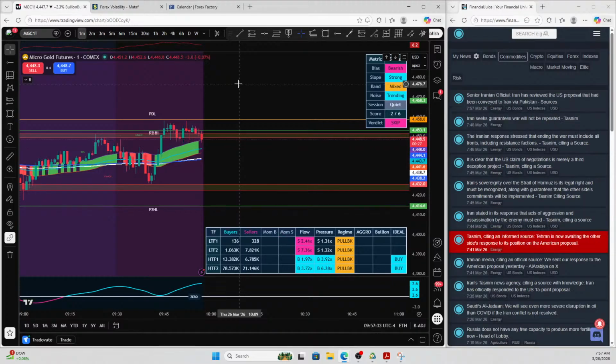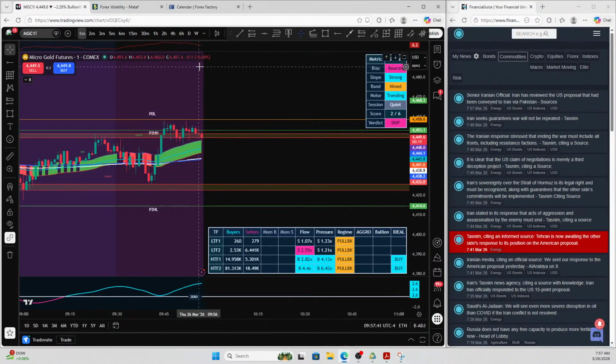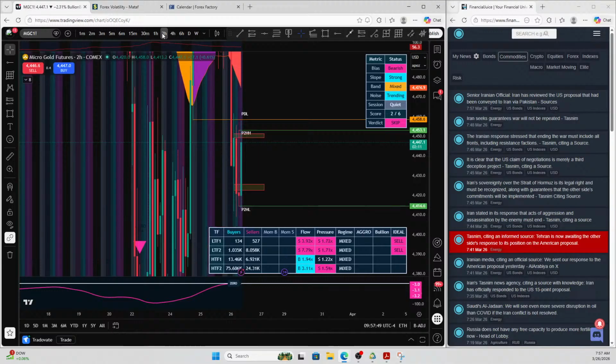Let's quickly see when the 2-hour candle is closing. Closing in 2 minutes. So we have a new 2-hour candle opening in 2 minutes. So this high and low will change. Let's go and look at our 2-hour candle.